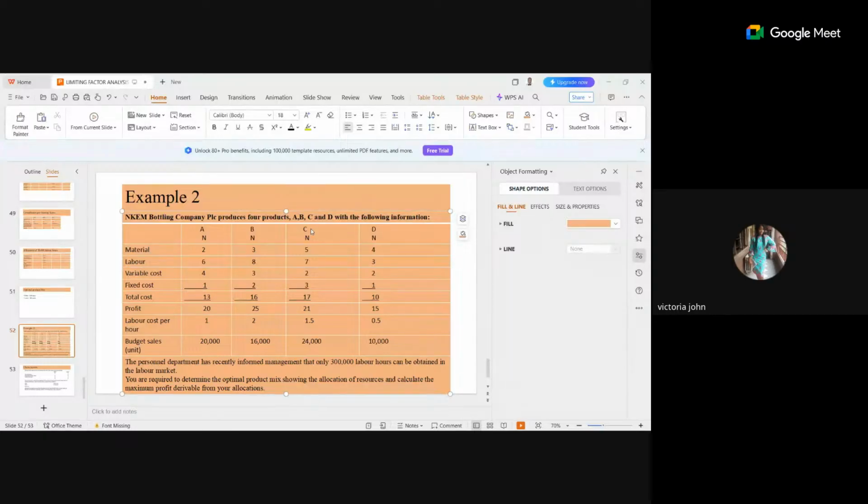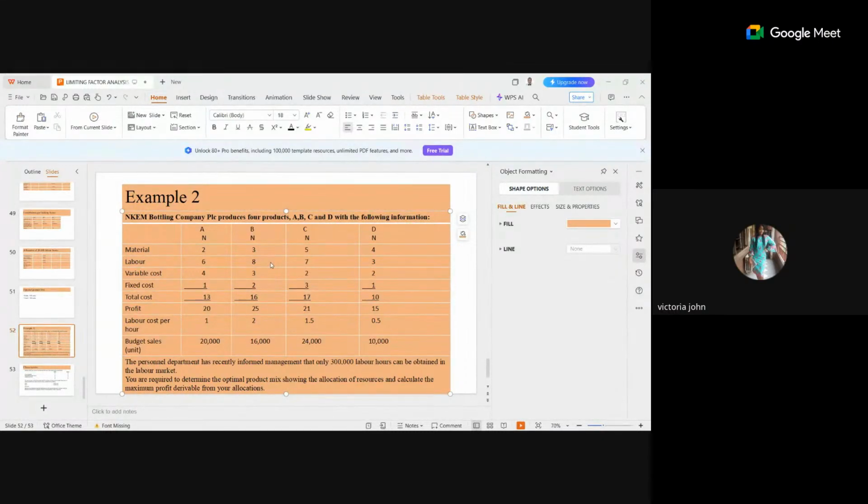Nkem Bottling Company PLC produces 4 products A, B, C, and D with the following information. Material for A, B, C, and D is 2, 3, 5, and 4 respectively. Labor is 6, 8, 7, and 3. Variable cost is 4, 3, 2, 2. Fixed cost is 1, 2, 3, 1. The total cost is 13, 16, 17, and 10 naira. And the profit is 20, 25, 21, and 15 naira.